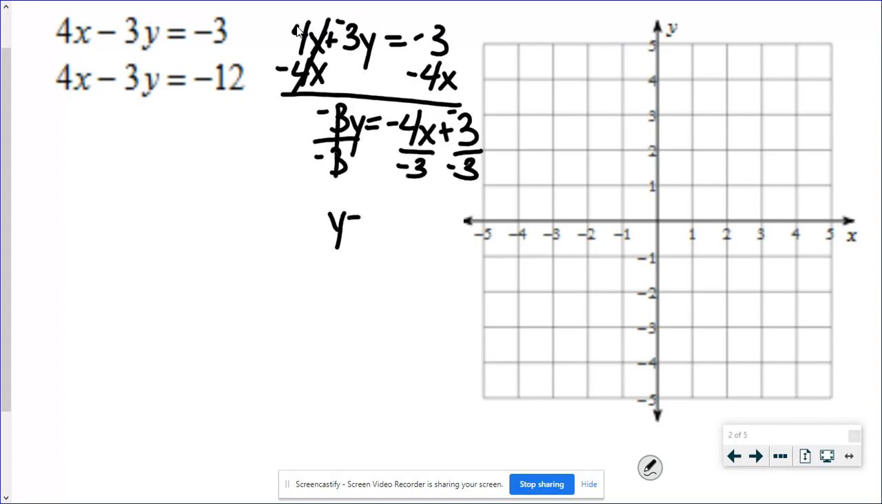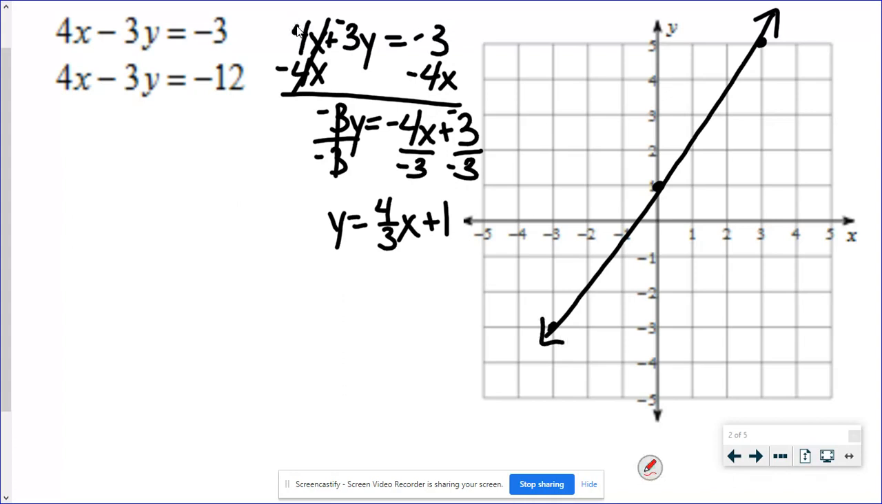So I'll get that y equals a negative over a negative is a positive 4/3. Remember, we don't want to change that. It's like 1 1/3 or a decimal. We like fractions even if they're improper. Plus negative 3 divided by negative 3 is positive 1. So this is going to start at 1, and that 4/3 slope means I'm going to go up 4 and over 3, or down 4 and over 3 to the left. And that looks like a positive slope, which it should.